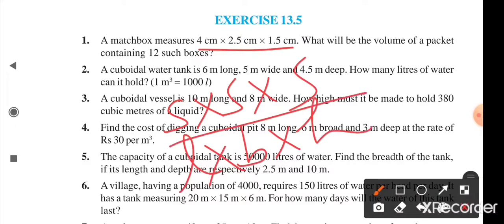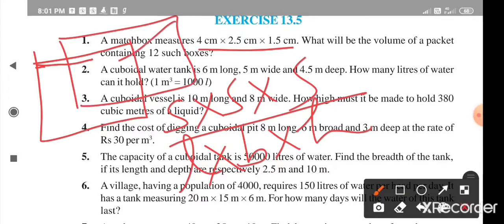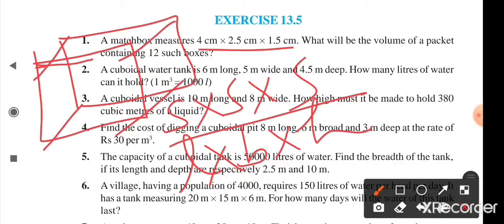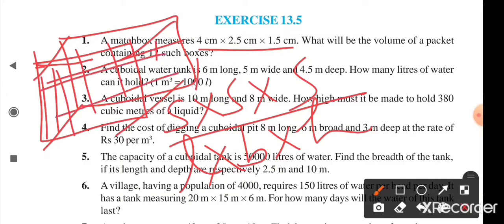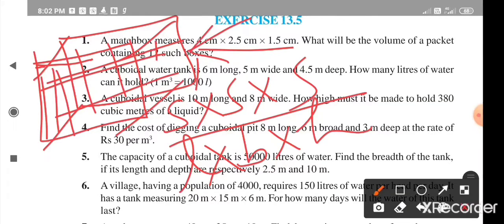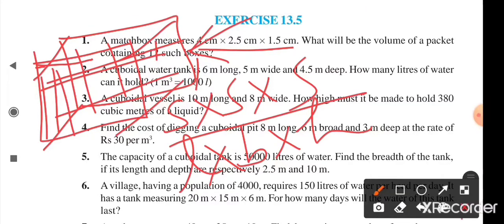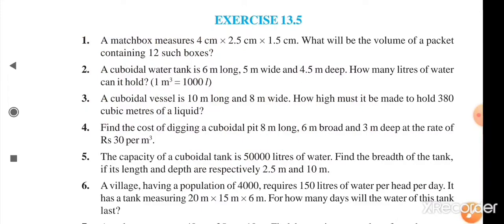H. You need to understand that this is a cubical box and a cuboidal box, and if you have to find the surface area, that means we are talking about these walls. If you need to find the volume, that means how much water is occupied inside it. This is called volume. So see question number 1.